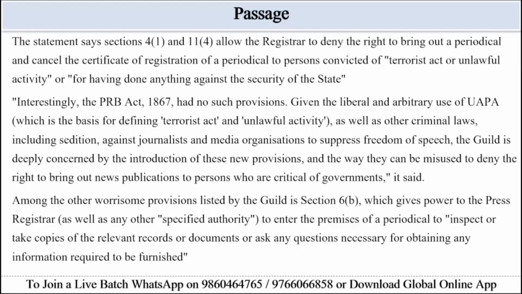In case of option A, Mr. A convicted of waging war against the government of India. So waging war is an offense against the security of the state. The passage says persons convicted of an act against the security of the state can be denied registration. Hence, Mr. A falls squarely within the bar. Hence, option A will be the correct answer here.